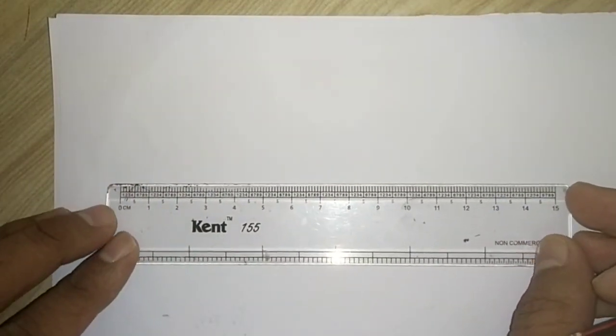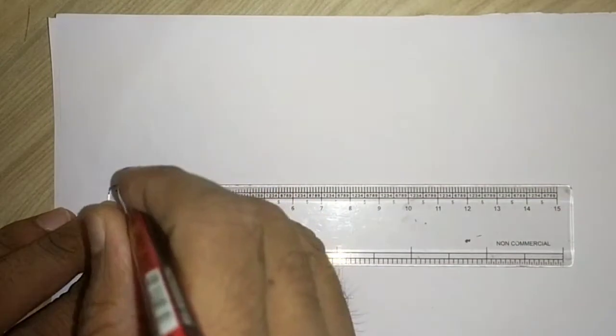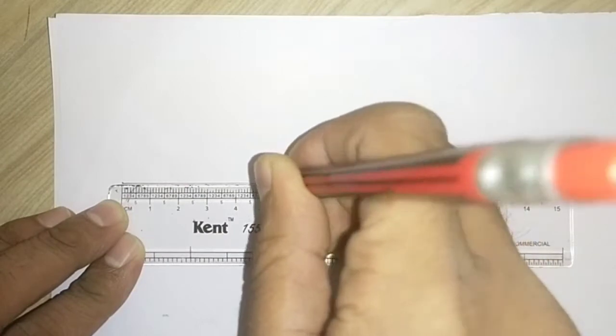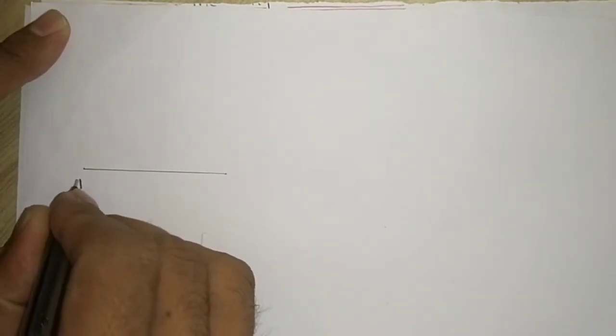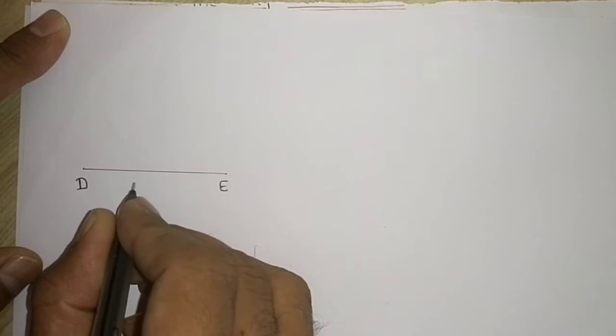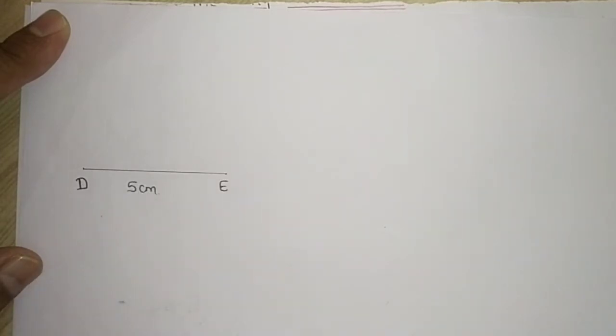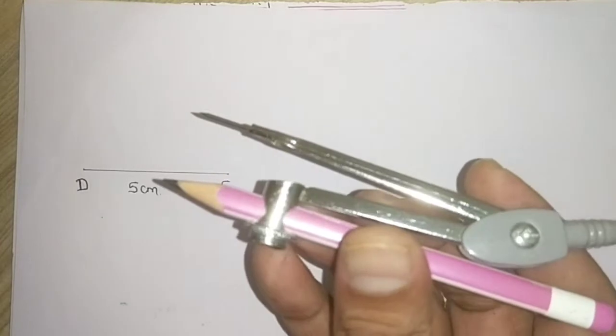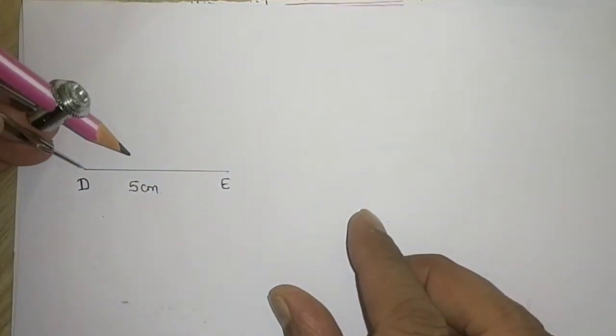We are supposed to construct DE. I am constructing DE is equal to 5 centimeter. This is our DE. Please follow what I am asking you to do. Wherever you need, you can pause and again repeat it. So this is DE is equal to 5 centimeter. Now take your compass, open a little bit, not too much and not too little. Put it on D for measuring 90 degree.